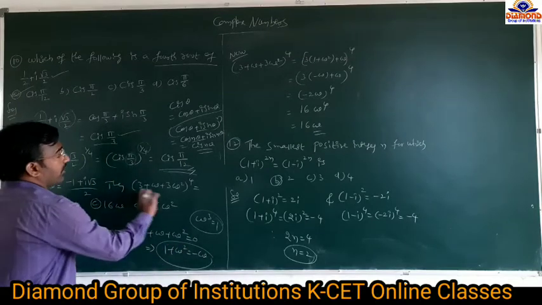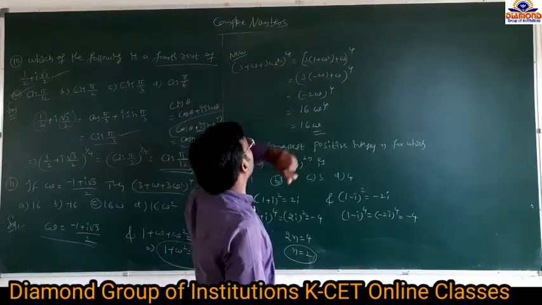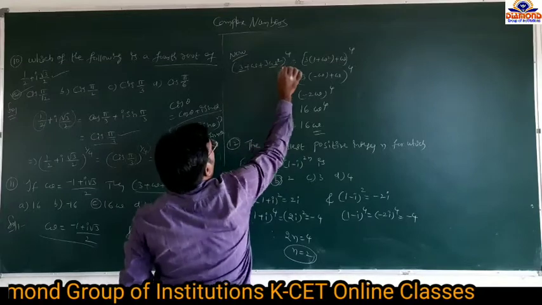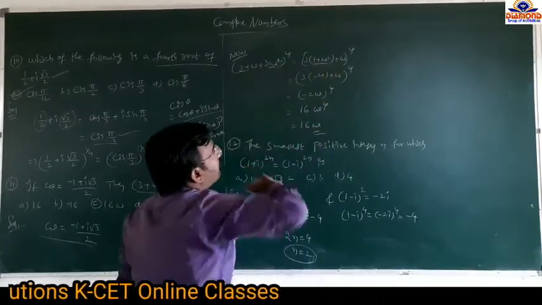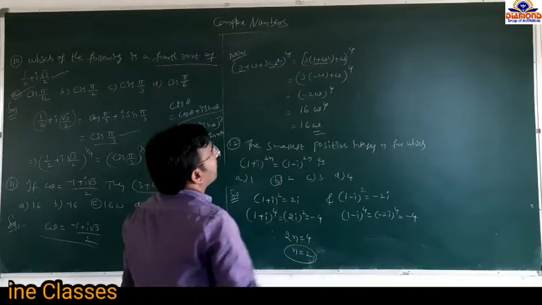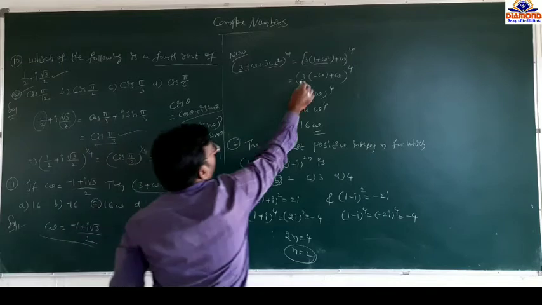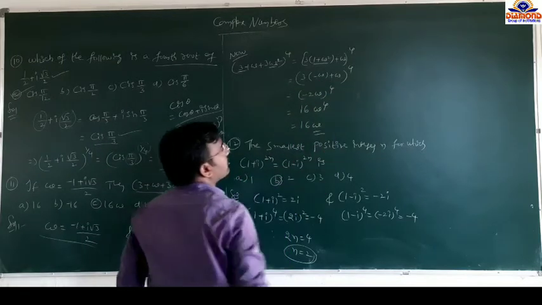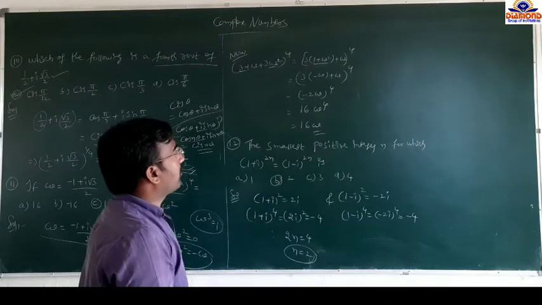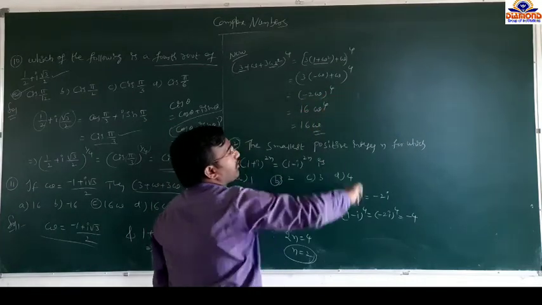So from this relation, 1 + ω² equal to −ω. So now take this value: (3 + ω + 3ω²)⁴. From the first and last term, 3 common. So 3 common means 3(1 + ω²) + ω, power 4. So in the place of 1 + ω², substitute −ω. Multiply: −3ω + ω, which equals −2ω. (−2ω)⁴.